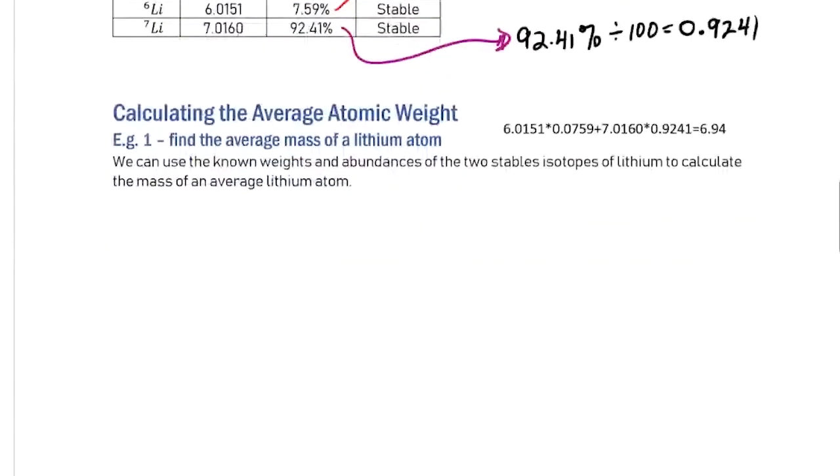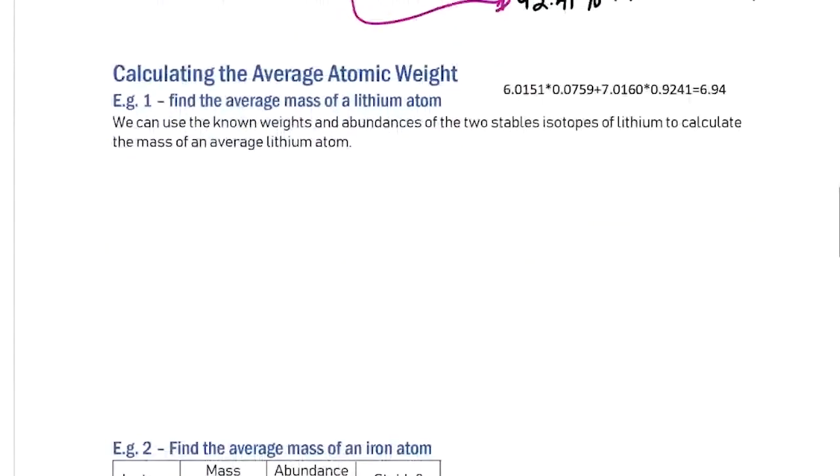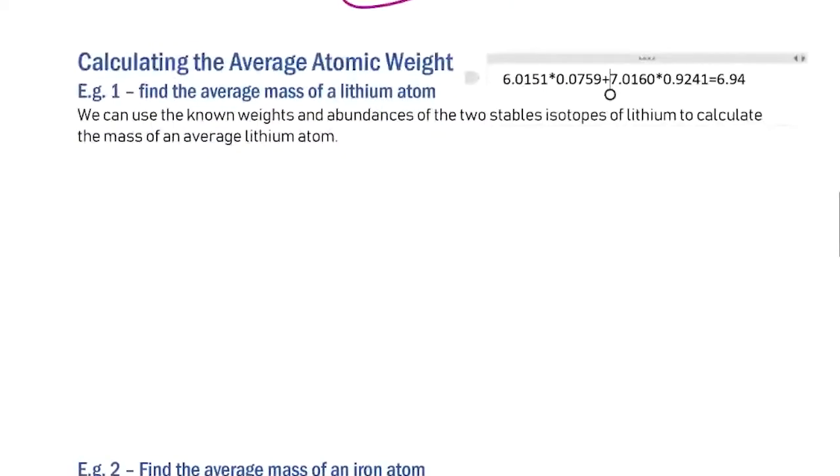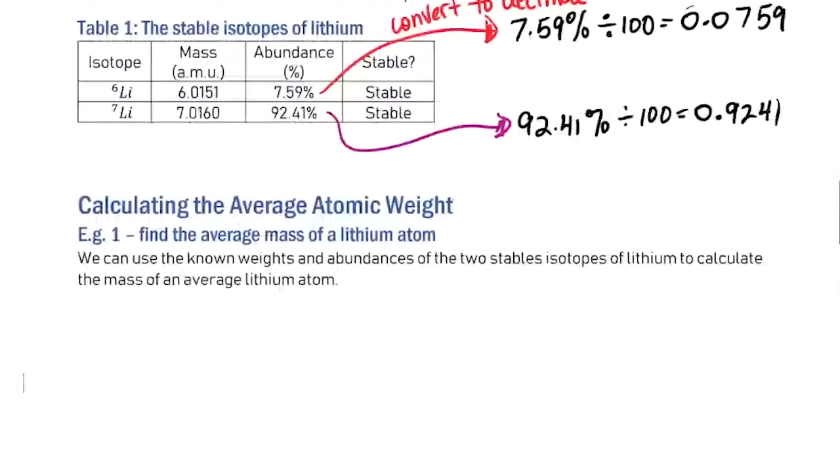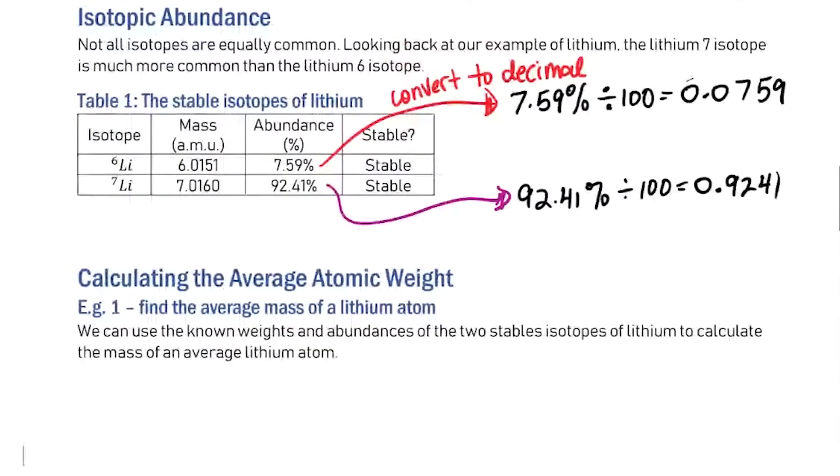Now, the average atomic weight is a weighted average. And what it means by a weighted average is that because everything isn't equally common, you can't just add these together and divide by 2. Adding them together and dividing them by 2 would mean that you're equally likely to get lithium-6 as lithium-7 in nature, but we know that's not true. We know that you're much more likely to get lithium-7.